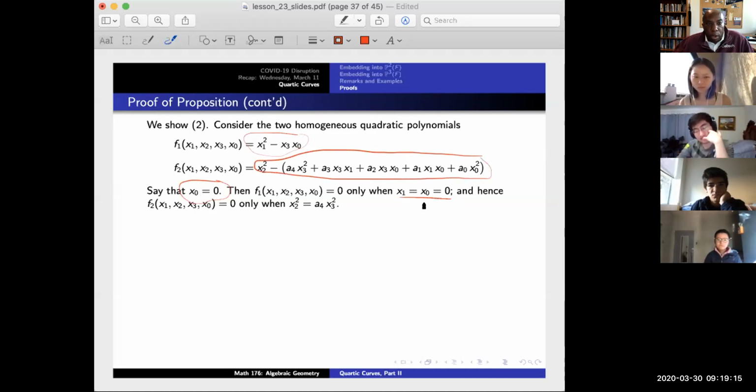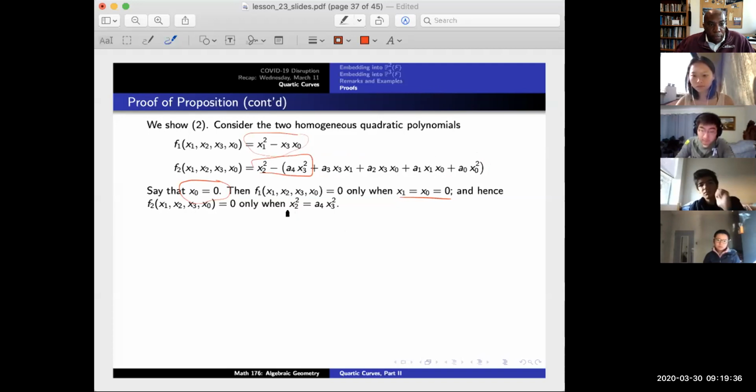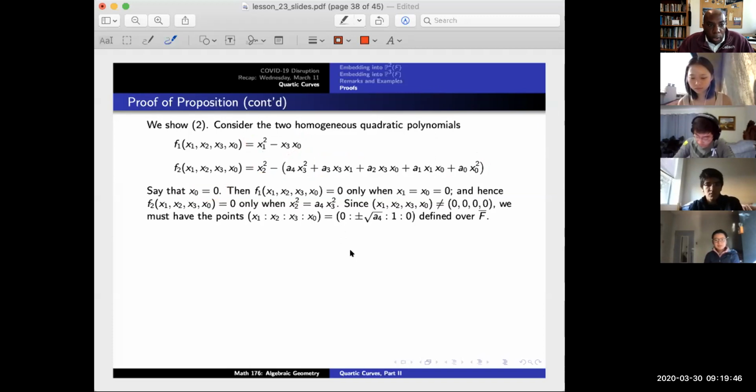Well, for this to be 0, I already know that x0 is 0 and x1 is 0. So the only thing that's left here would be really this part. Right, so again, if x1 and x0 are 0, I want f2 to be 0. So then that means we have to have this condition here. Right, so x2 squared has to equal x3 squared. So now you can simply solve for x2 and x3. Remember that we have to stay away from the origin. So this has to be the only point. Right, so again, if x0 is equal to 0, these are the only 2 points where both f1 and f2 are equal to 0. So this corresponds to what we mean by the 2 points at infinity.